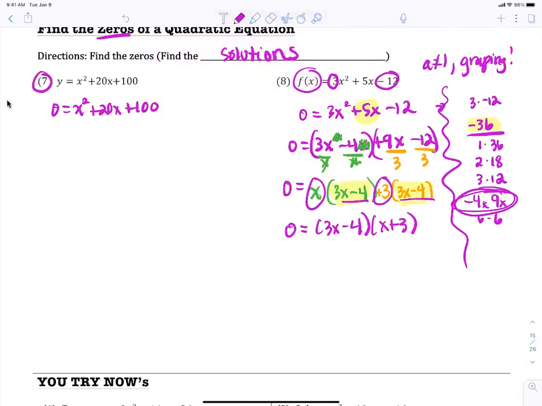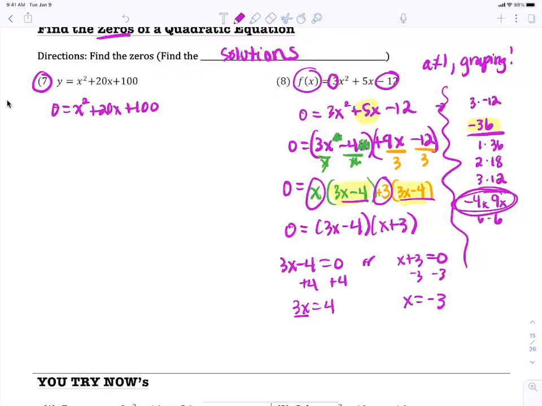Now, in order, we did the factoring part. Now it's a matter of taking each of these guys and setting them equal to 0 and solving. This one's the easiest, I'll do that one first. One of your answers could be -3. On the first one, though, if I add 4 to both sides, we're left with 3x equals 4. Divide by 3, divide by 3. Final answer for the first equation that we wrote is x equals 4/3. So there are your two answers.